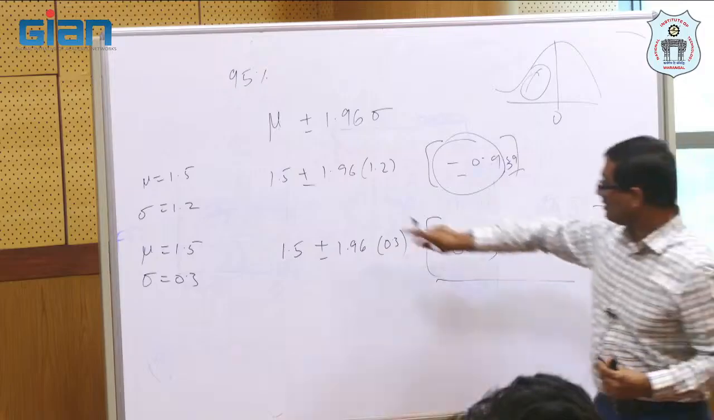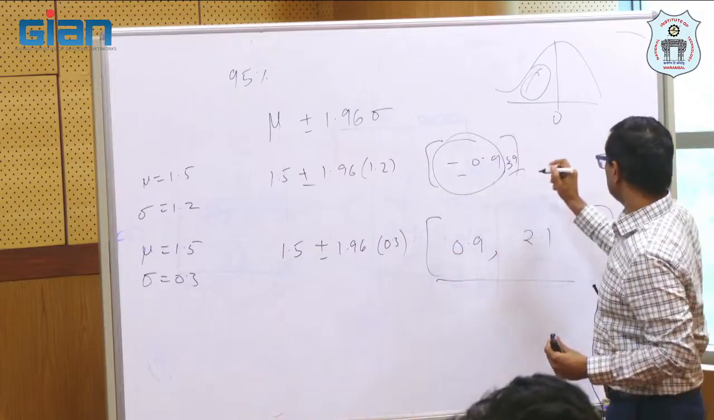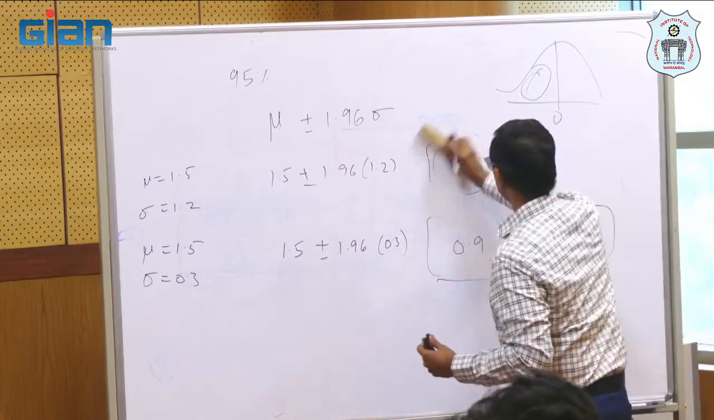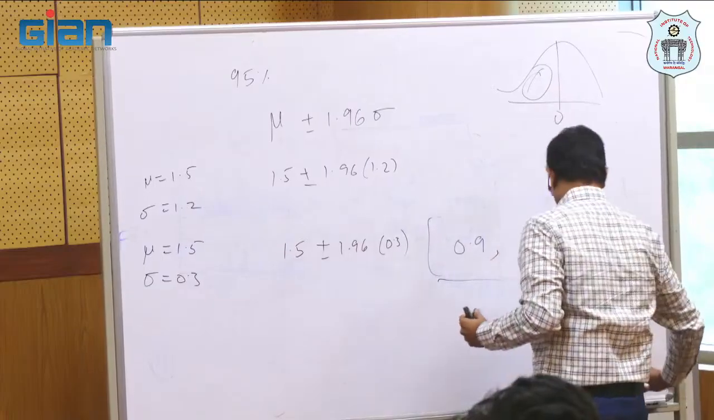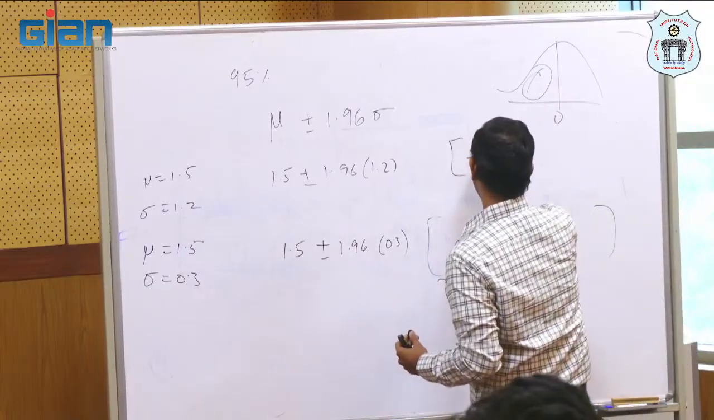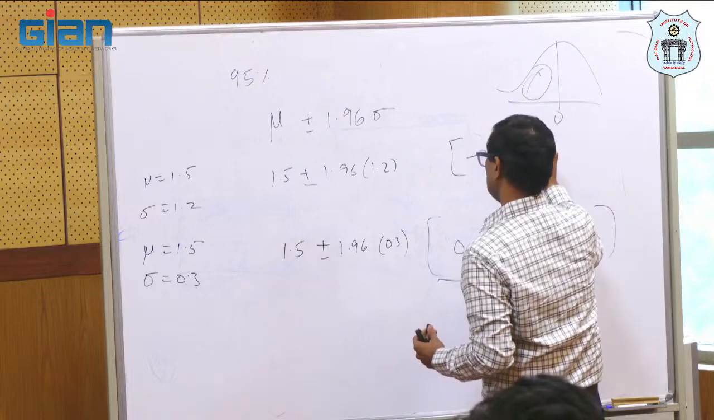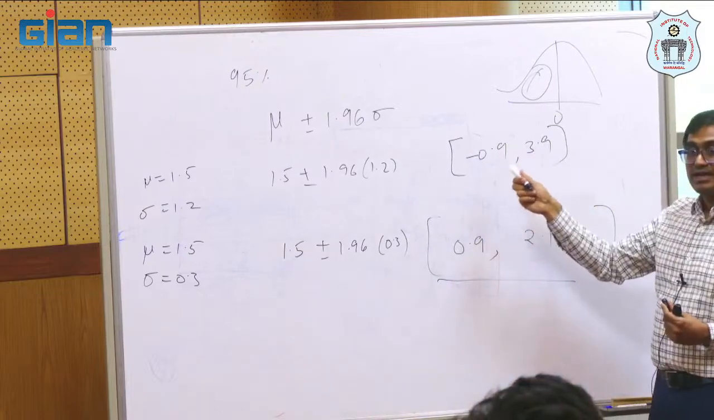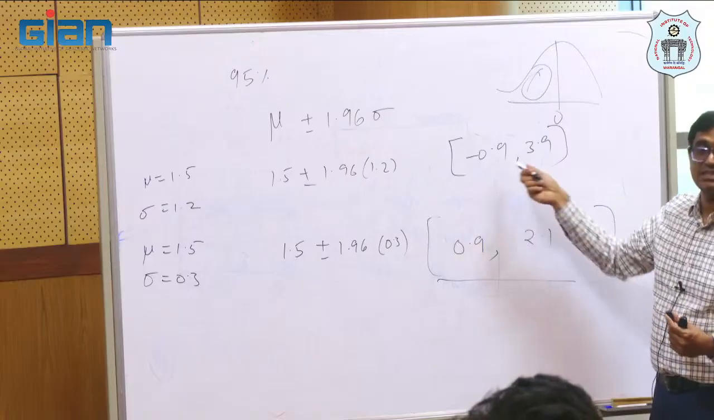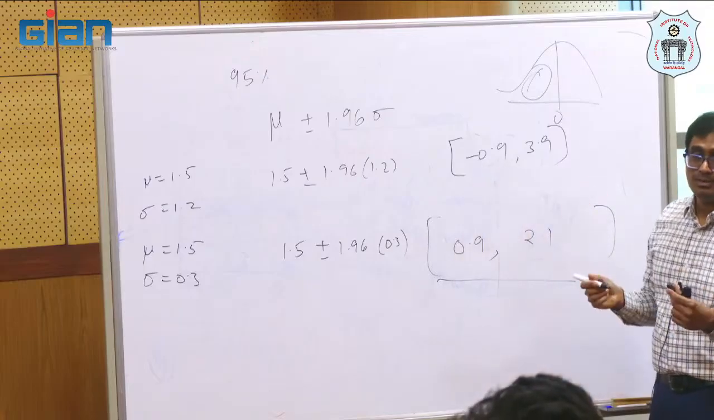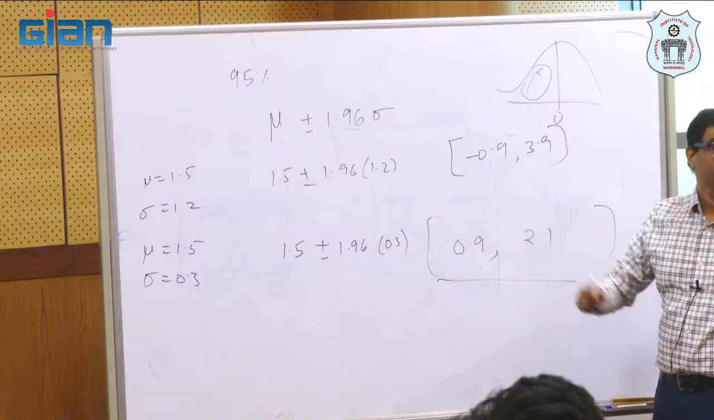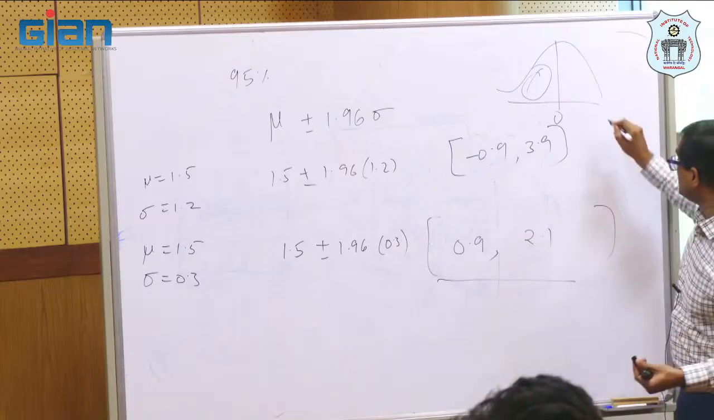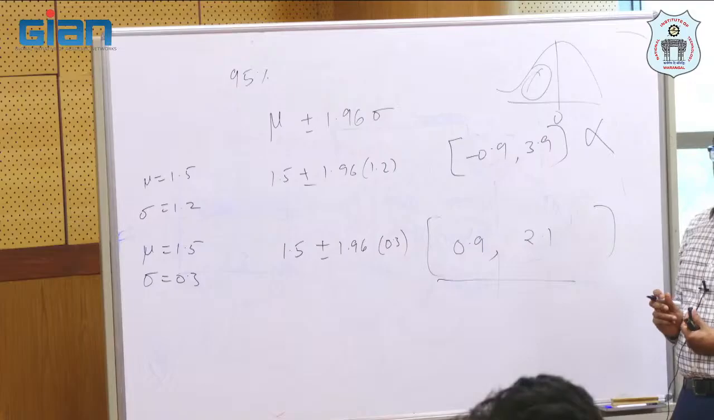Now, if you have this one, minus 0.9 to 3.9, in this case the 95% area covers minus 0.9 to 3.9. So there is a good probability that it is negative sometimes and positive other times. So this is not a good variable.